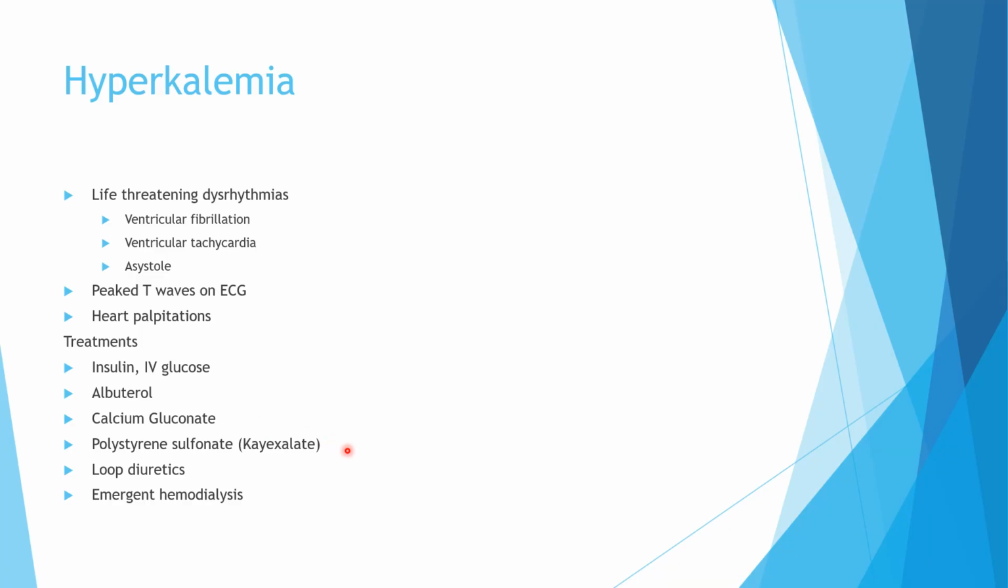Kayexalate is a medication we can give that's going to bind to potassium in the GI system, so we can excrete it out that way. We can give a loop diuretic, such as Lasix, right? But if our GFR is 12 and our creatinine is 7, a loop diuretic is just going to make this patient worse. Right? It's going to be expecting the kidney to work harder.